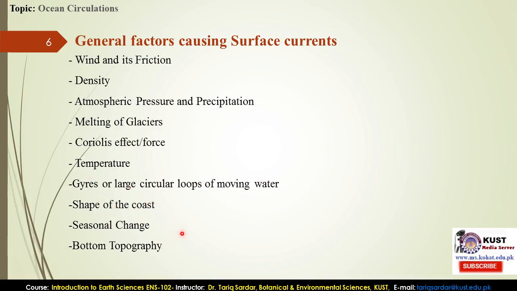The shape of the coast matters as well, because the more coastal areas there are, their topography shapes the currents to become less or more, and also makes the dynamic of the ocean become more swirl or vortex form. Seasonal change was discussed under melting of glaciers, so seasonal change also has an effect.